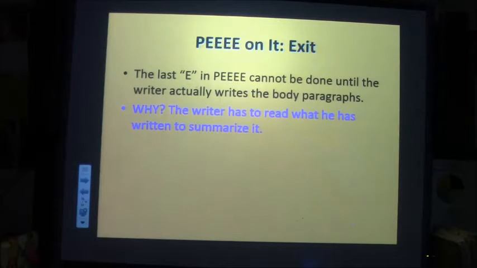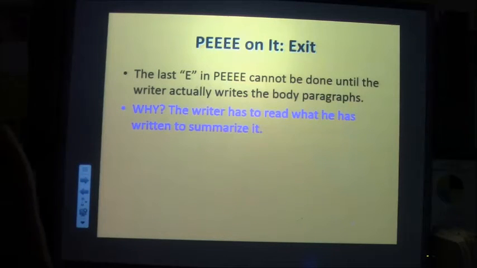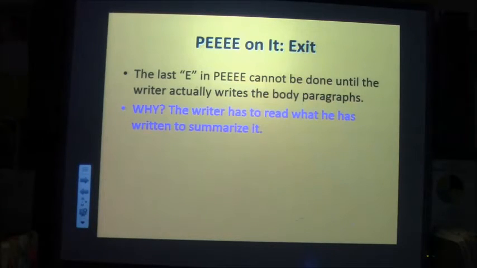Okay. So once again, the last E cannot be done till you actually write the rough draft. This is all of the mapping phase. This is all of the second step of writing. We did brainstorming, that's the first one, and mapping is the second one. So you are done with your body paragraph mapping.